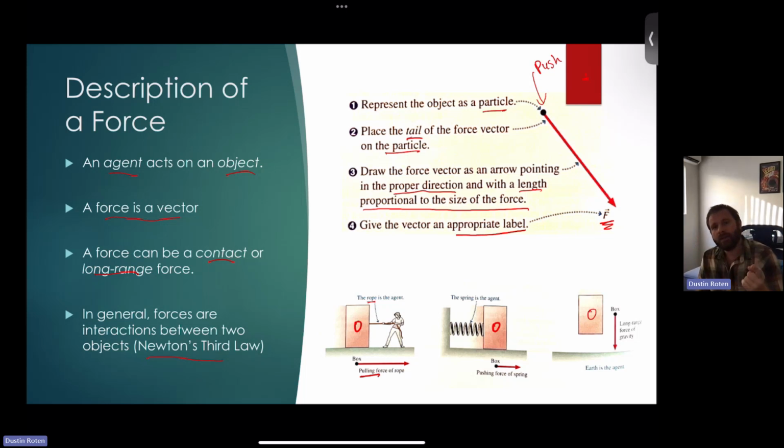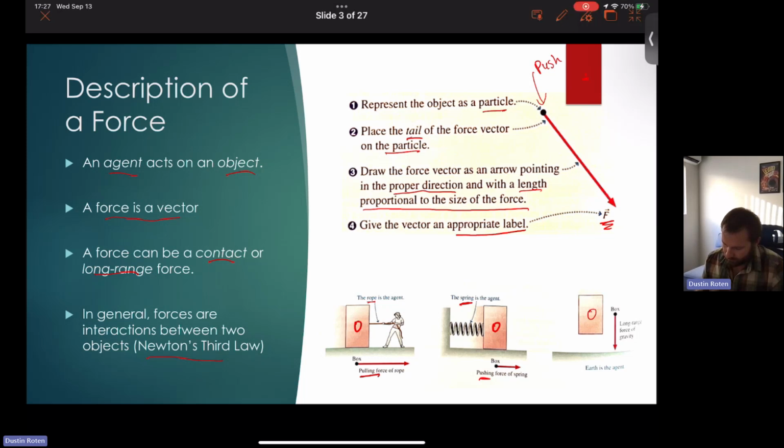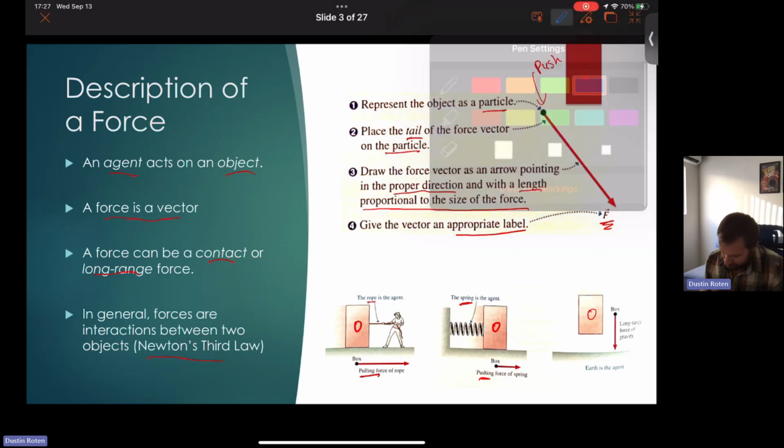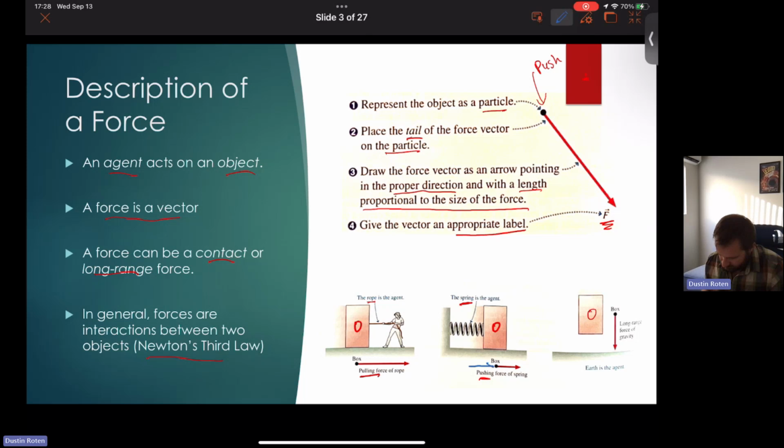Now let's compare that over here to the other one. So we have a spring. Okay, so here the spring is the agent, and this is actually a pushing force. So you'll notice that even though this is a pushing force, I'm going to do this in blue, we're not drawing the vector to the particle. Okay, the vector gets translated over, so its tail is always on the particle. So this is a no, even though it is a pushing force.